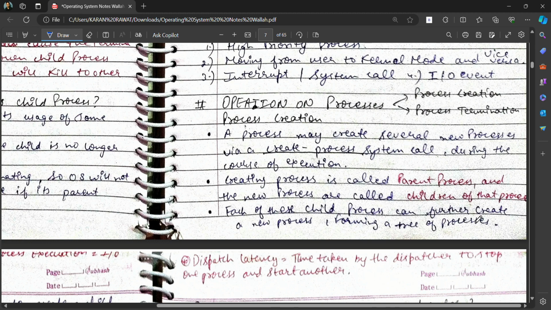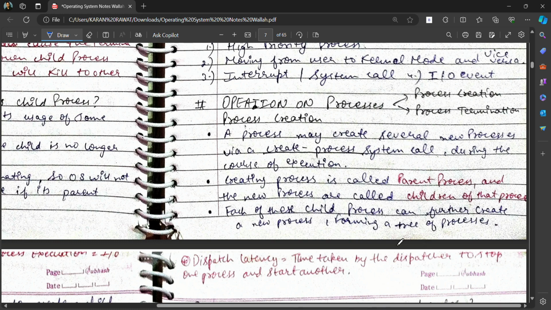Now the process has been created, it has executed, and it has completed the task for which it was created. Now there is no need for it, so just destroy it. That state is known as process termination. We'll discuss in detail. Okay.